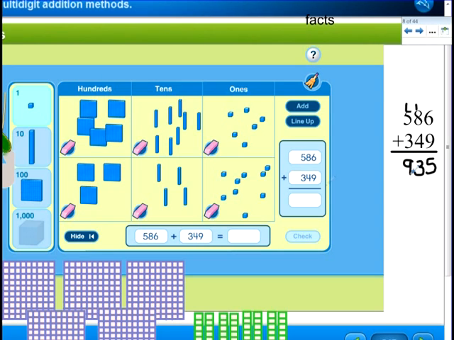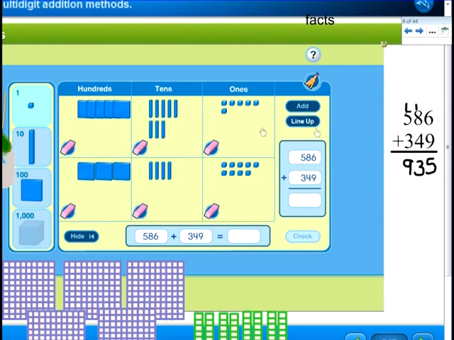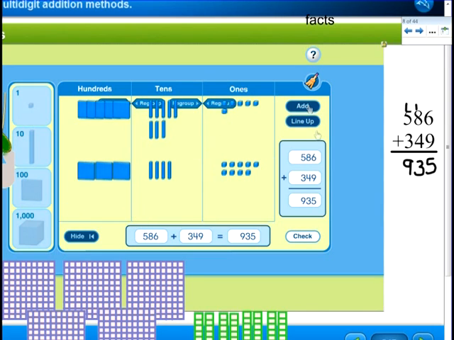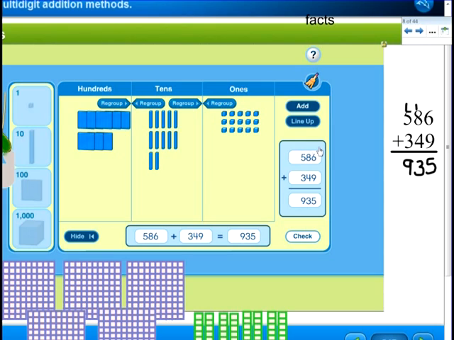Should we check our work? We're going to check our work in two different ways. First of all, let's check by lining it up. Ooh, it's all lined up. Now let's write down our answer, 935. Add. Ooh, it's going to add for us. Notice it added up all those hundreds and all those tens and all those ones. Let's check our answer.